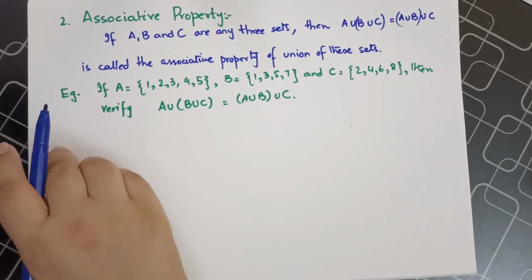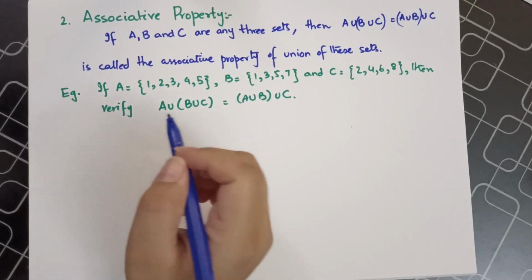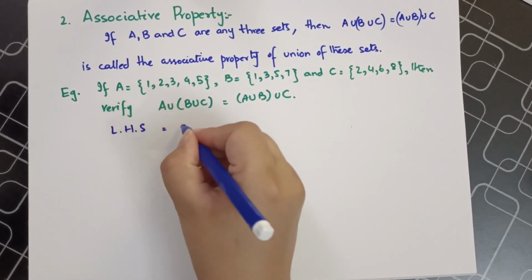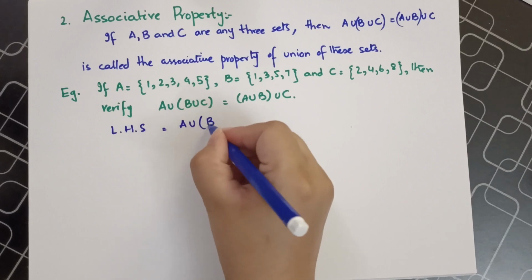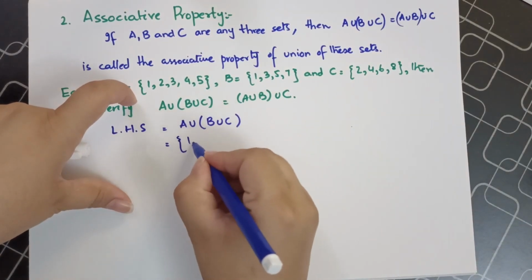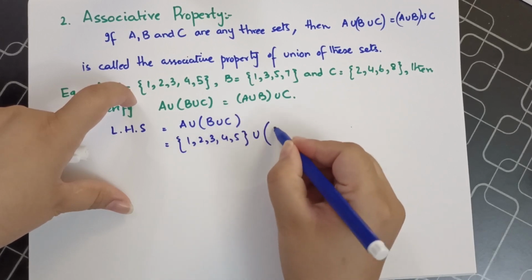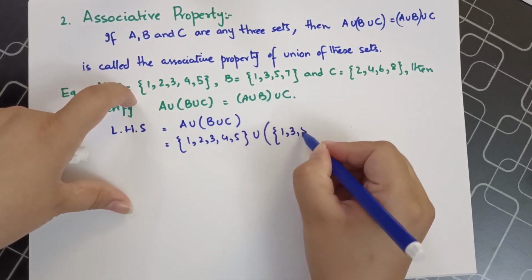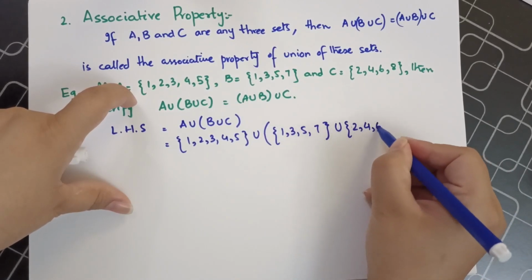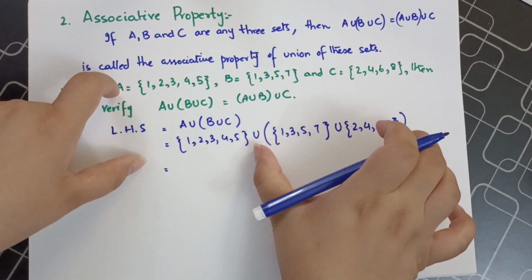So let's go with the first one, which is the left-hand side, LHS is equal to A union (B union C). I'm going to write it: {1, 2, 3, 4, 5} union ({1, 3, 5, 7} union {2, 4, 6, 8}). Now you know that we're going to first solve the round brackets.